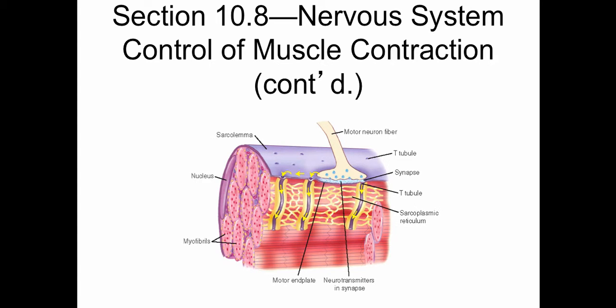Once the neurotransmitters are bound to the motor end plate, an electrical impulse travels to the interior of the muscle fiber via the transverse tubules. These are also known as the T-tubules.